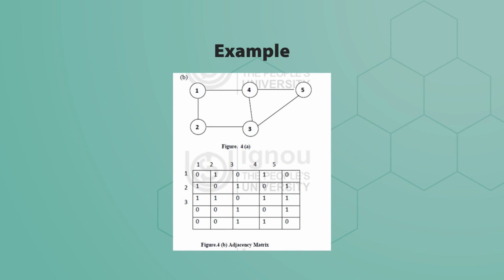Similarly, for 4 to 1 there is an edge, so you can write 1. 4 to 2 there is no edge, so you can write 0. 4 to 3 there is an edge, so you can write 1. 4 to 5 there is an edge, so you can write 1. 4 to 4 there is no edge, so you can write 0. Similarly, for 5, so on and so forth, you can follow the same procedure.